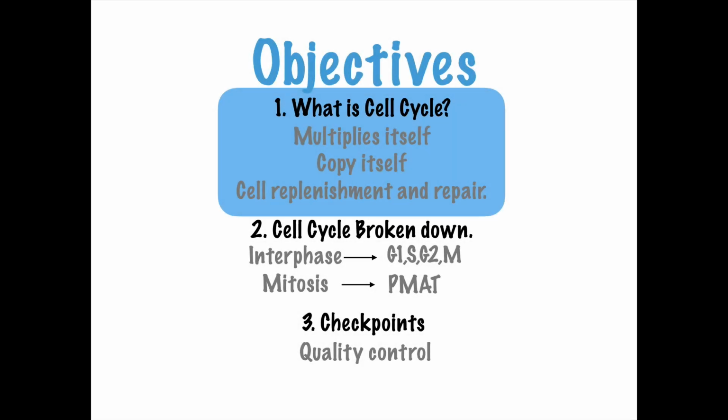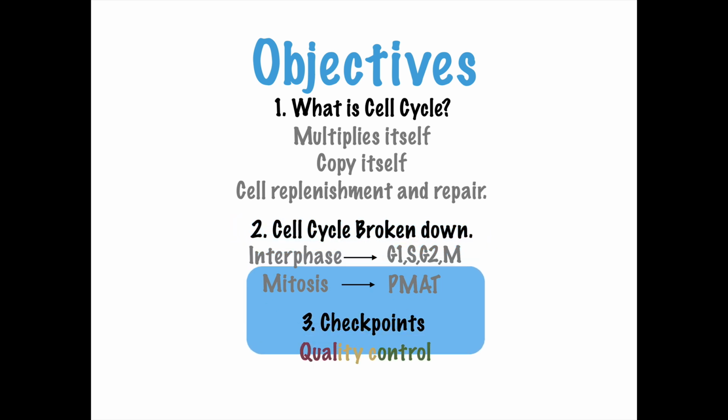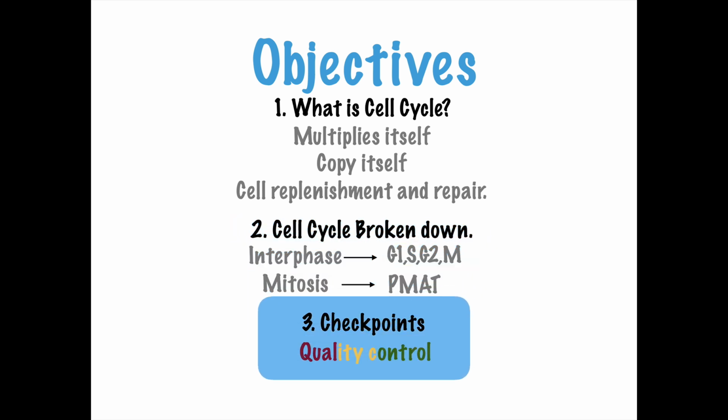In this video, we're going to be taking a look at cell division, or the cell cycle that is. So these are the three main objectives that I'm going to cover in this video. First, what is the cell cycle and the purpose of it? The cell cycle broken down into its subdivisions. So you're going to see here that there's basically two subdivisions, two layers of information that we're going to look at in this video. And then the checkpoints, the quality control of the cell.